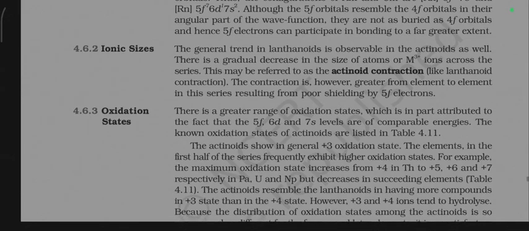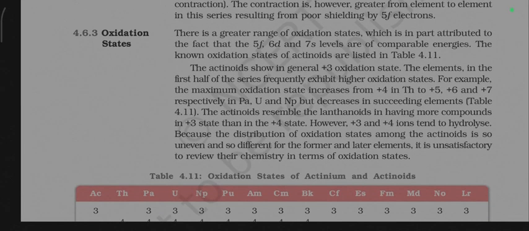Oxidation state. There is a great variety of oxidation states, which is partly attributed to the fact that the 5f, 6d, and 7s levels are of comparable energies. The oxidation states of actinoids are listed in Table 4.11. The actinoids show in general the +3 oxidation state. The elements in the first half of the series frequently exhibit higher oxidation states. For example, the maximum oxidation state increases from +4 in Th to +5, +6, and +7 respectively in Pa, U, and Np, but decreases in succeeding elements.